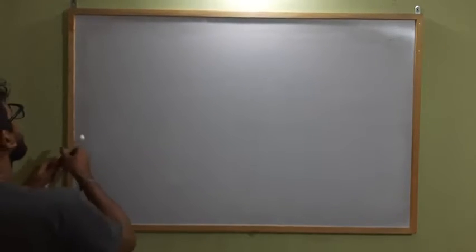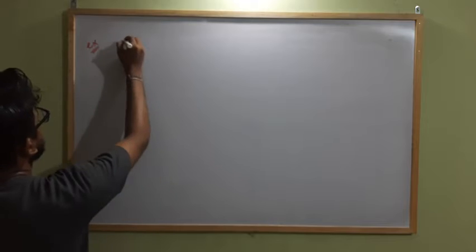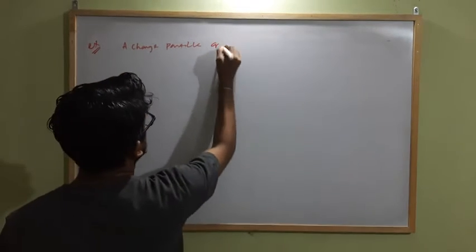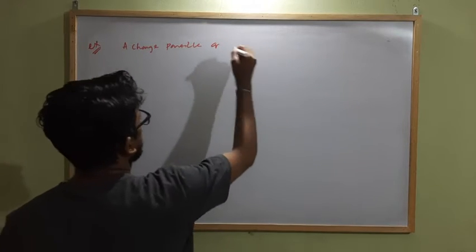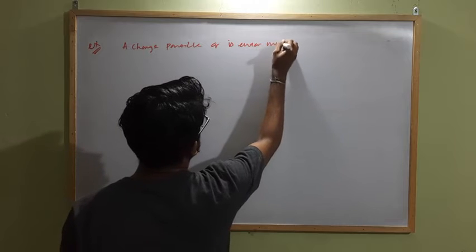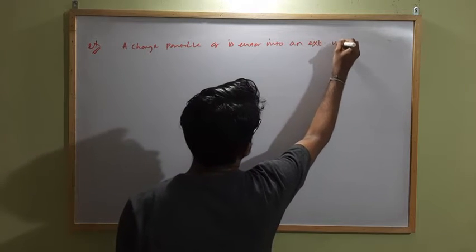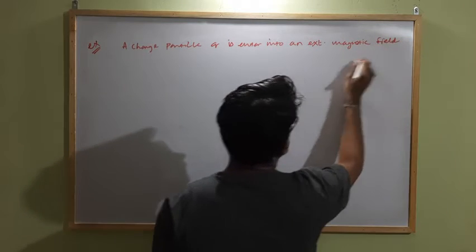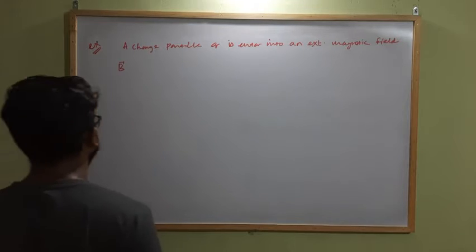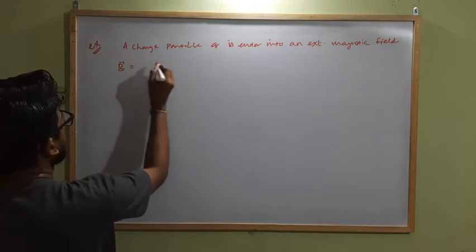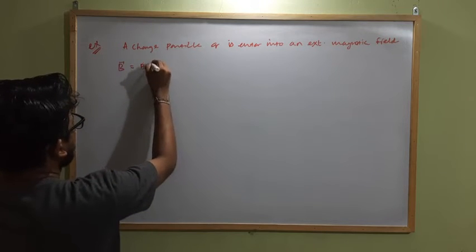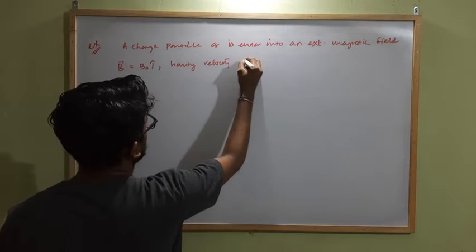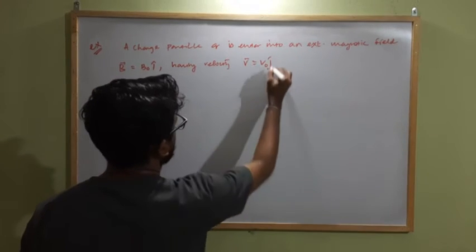So now let's do another example. A charged particle Q is entered into an external magnetic field B equal to B naught i cap, having velocity V vector equal to V naught j cap.